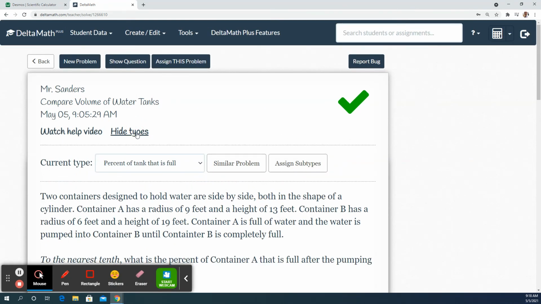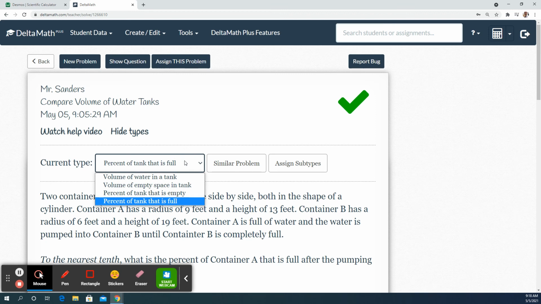So the different problem types. That was the percent of the tank that is full, and the percent of the tank that is empty. For that one, it would just be an extra step of making sure that we're looking at the emptiness of the tank, not how much it's full. So that's probably just what's left subtracted from the full tank, and that'll give us how much is empty, divided by the 100%, that'll give us the percent. Volume of empty space and volume of water were the easier ones to deal with. All right, so it looks like that's a good start to getting through these.